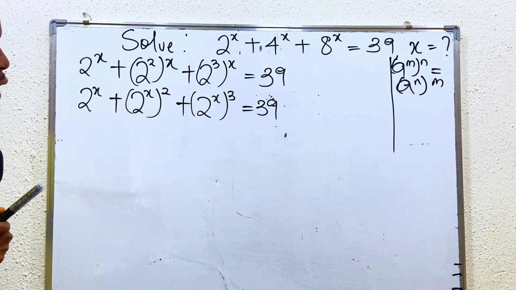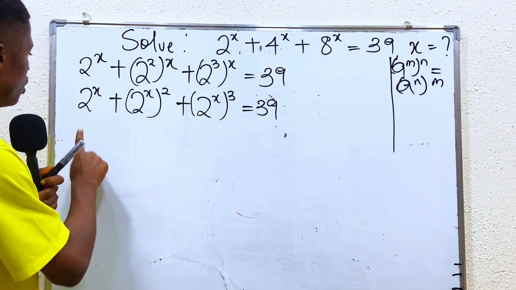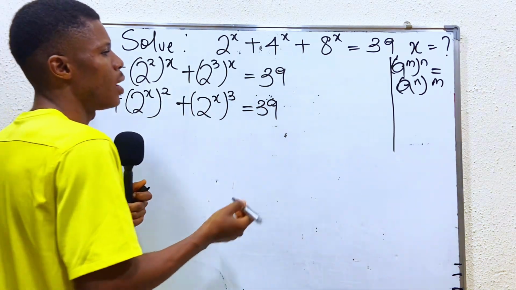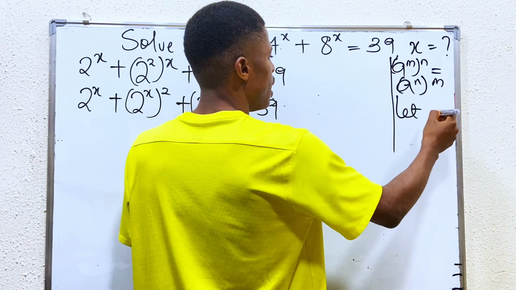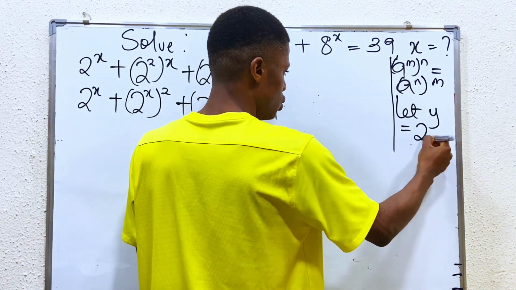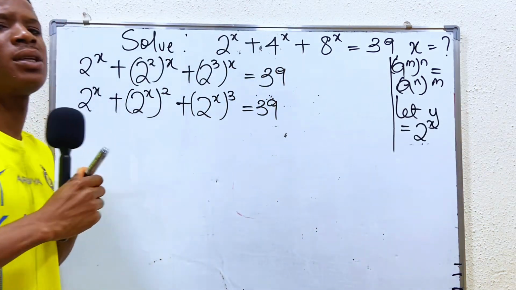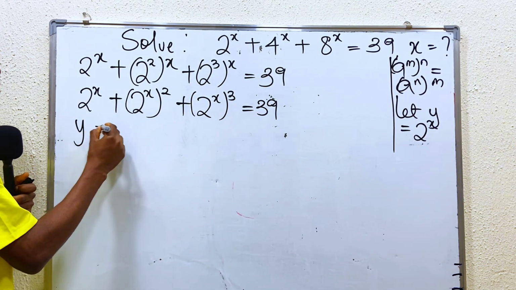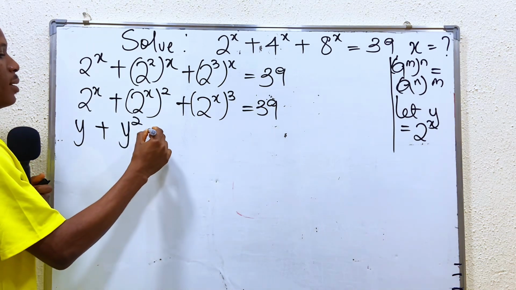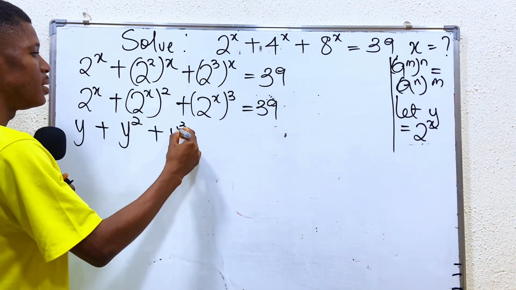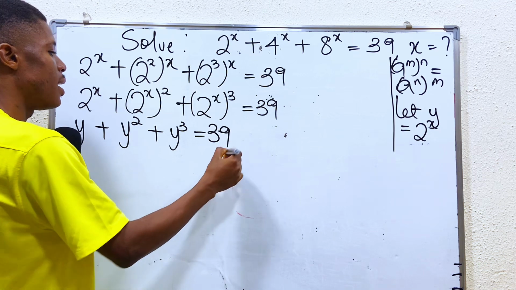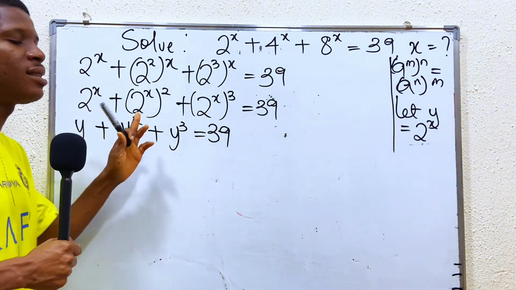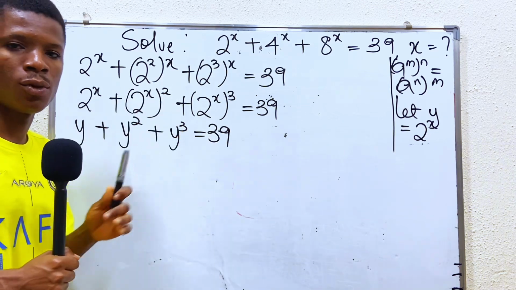So at this point, we observe one common thread here. 2 power x, 2 power x, 2 power x. So let's define a term. So I can say let y be equal to 2 power x. Let y represent 2 power x. So I can now have it to be that y plus y squared plus y cubed is equal to 39. Okay? So this is what we have, since we replaced the values of 2 power x with y.